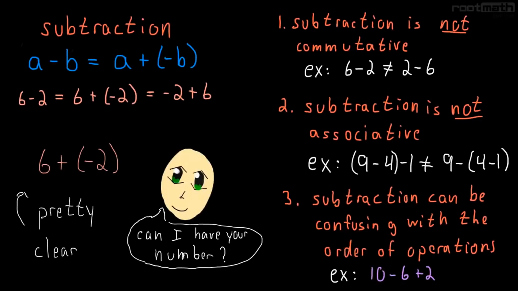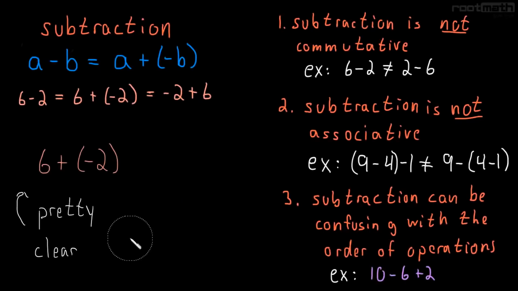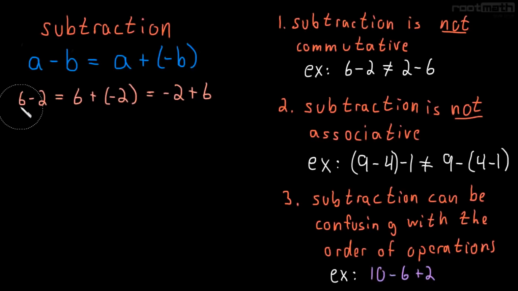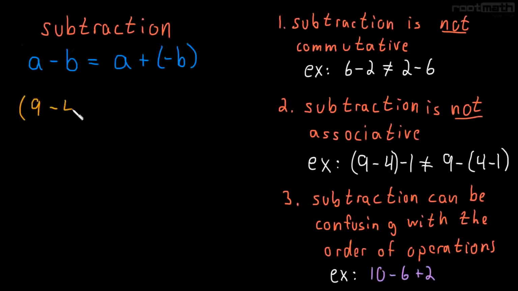Let's talk about what happens with associativity when we think of subtraction as addition of a negative number. Well, subtraction really does become associative again because we're turning it into addition. So let's just look at our example here.